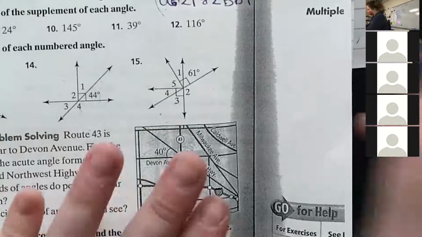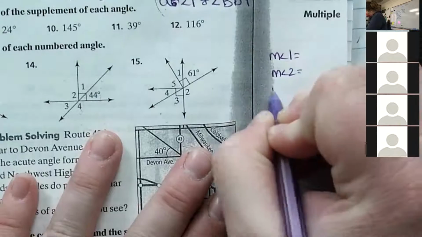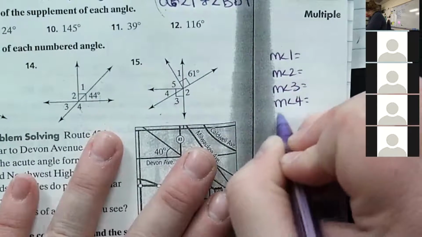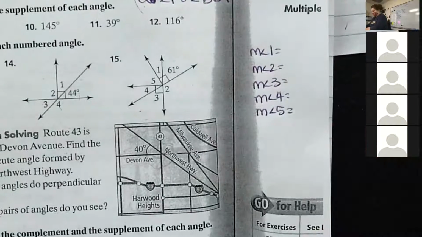Let's go to 15. I'm going to put measure of angle 1, measure of angle 2, measure of angle 3, measure of angle 4. Oh, and there's 5 too. Measure of angle 5. Love it. You need to find all of them.